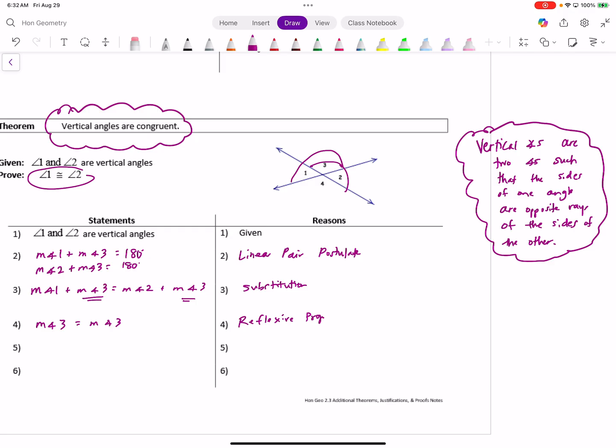So then I could say that the measure of angle 1 is equal to the measure of angle 2, because that's the subtraction property of equality.